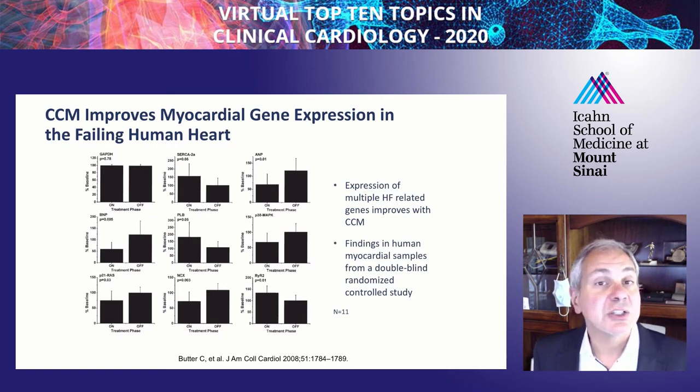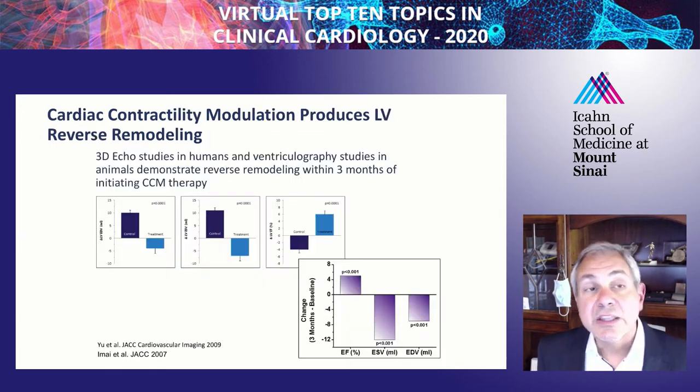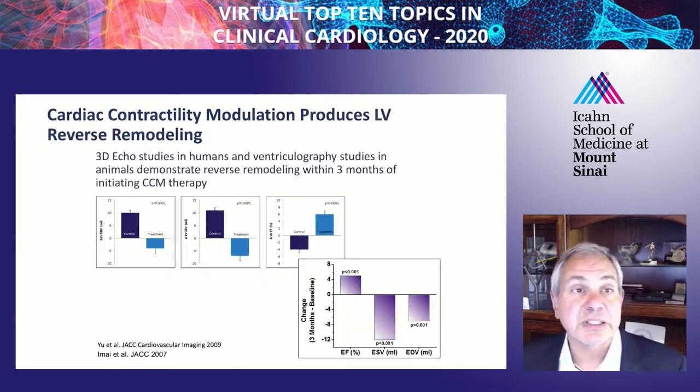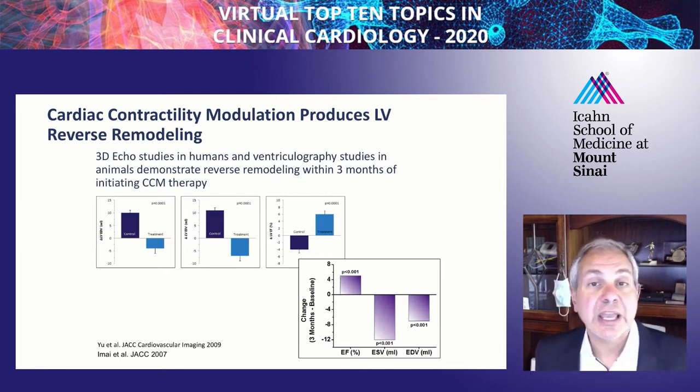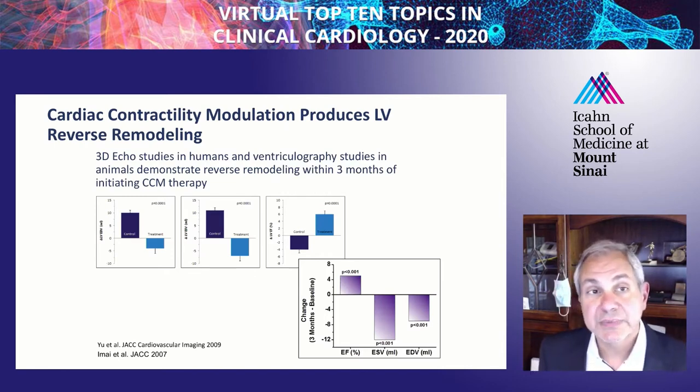Importantly, you will see that during the period in which CCM was turned on, there was a favorable effect on those genes which are associated with improved cardiac contractility, particularly those involved with calcium handling, such as SERCA2a, phospholamban, and others. This translates into an improvement in LV structure and function over time.